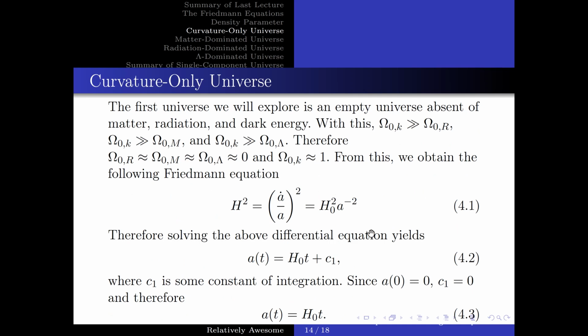Therefore, solving the above differential equation, we yield the following, and we see that the cosmic scale factor is related to the time in a linear fashion, where here we have c1 as some constant of integration. But if we use the initial condition a0 equals 0, we find that c1 is equal to 0, and therefore a(t) is equal to H0 t.